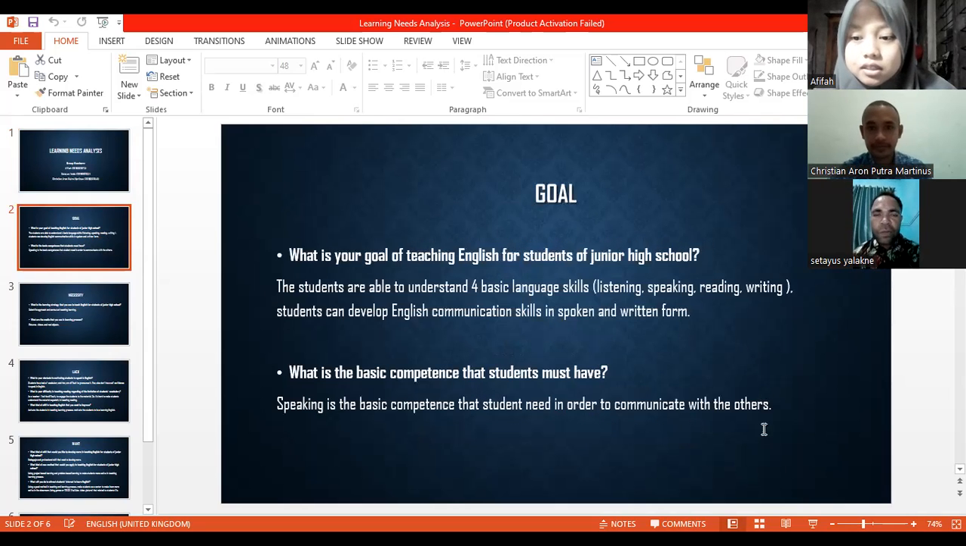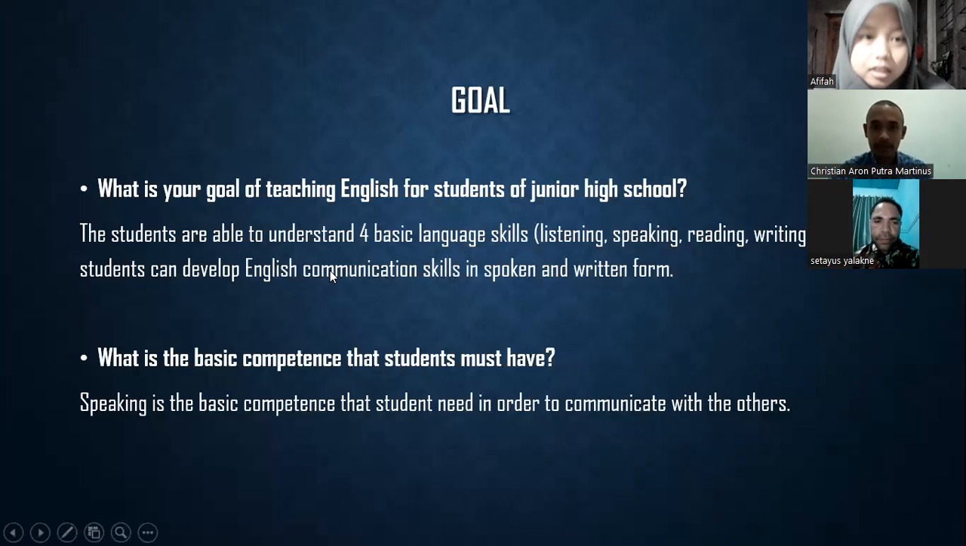Here is the first thing, the goal. What is your goal of teaching English for students of junior high school? The teacher answered that the students are able to understand the 4 basic language skills, such as listening, speaking, reading, and writing. And also the students can develop English communication skills in spoken and written form.